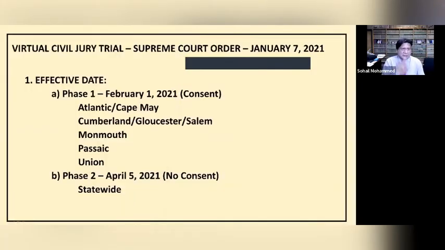Now, let's get a quick overview of the virtual civil jury trial that the Supreme Court issued an order on January 7, 2021.